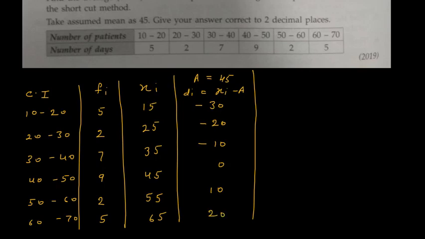We have to use the shortcut method. So here fi into di. This column is fi into di. So 5 multiplied by minus 30 is minus 150. This is minus 40. This is minus 70. Then this is 0. Then 10 into 2 is 20. Then 20 into 5 is 100.